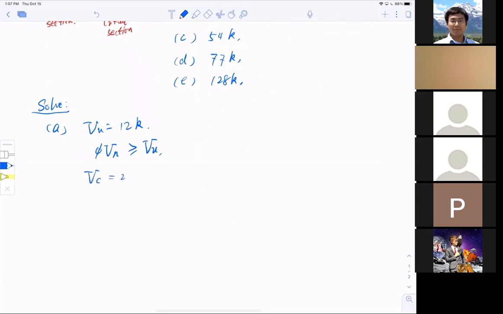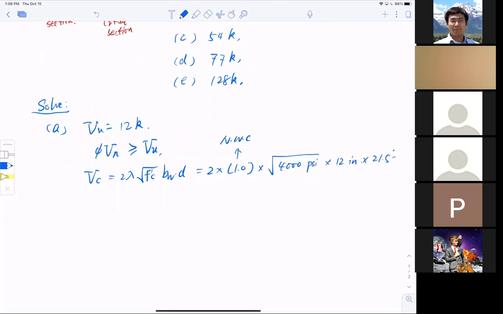VC equal to 2 lambda square root F prime C BWD, okay? And that means 2. And lambda right now is normal weight concrete, so lambda equal to 1, all right? And then I have a square root of 4,000 unit PSI. And the width is 12 inches, and the depth is 21.5 inches.